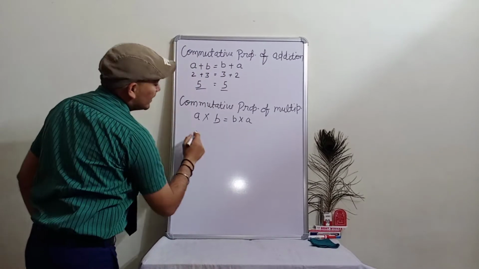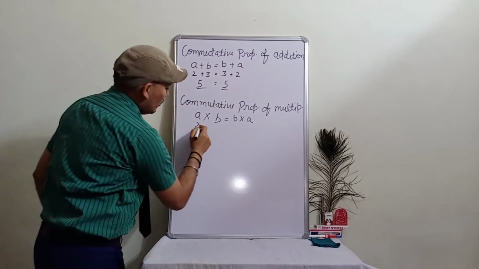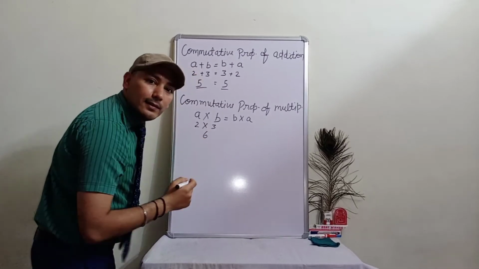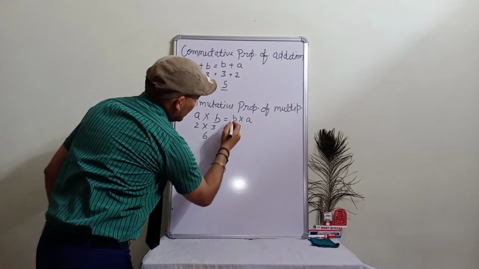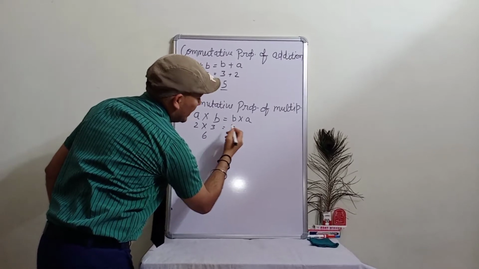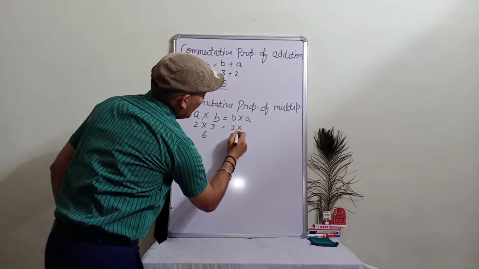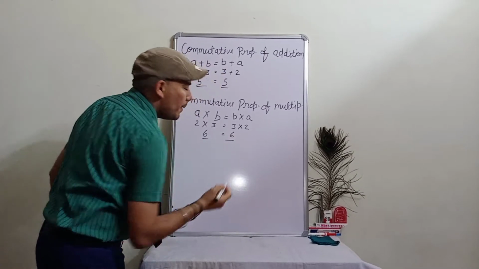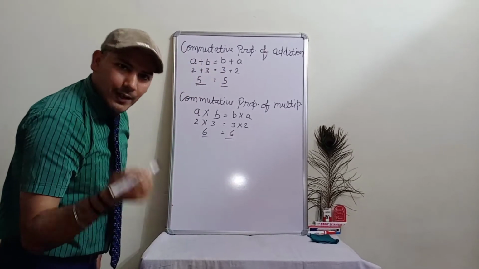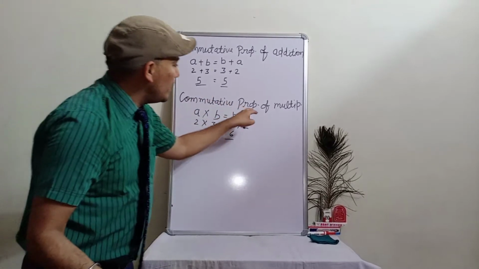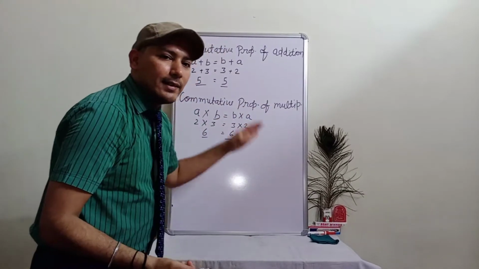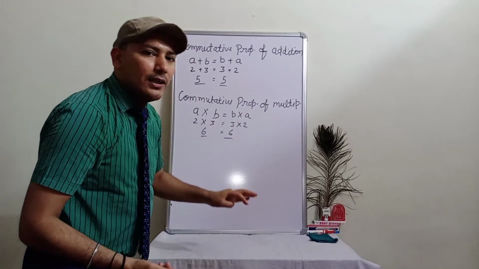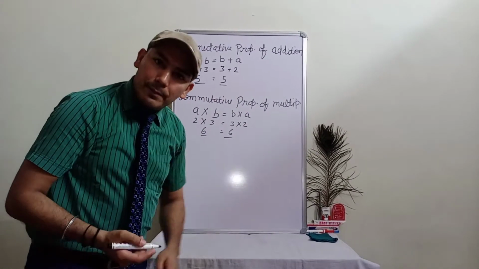Now what is A? 2. What is B? 3. 2 into 3? 6. Like this, B is 3, A is 2, 3 into 2 is 6. Same. Okay? Clear? So this is the commutative property of multiplication, which says that if we change the order of integers in multiplication, then the answer will remain the same.